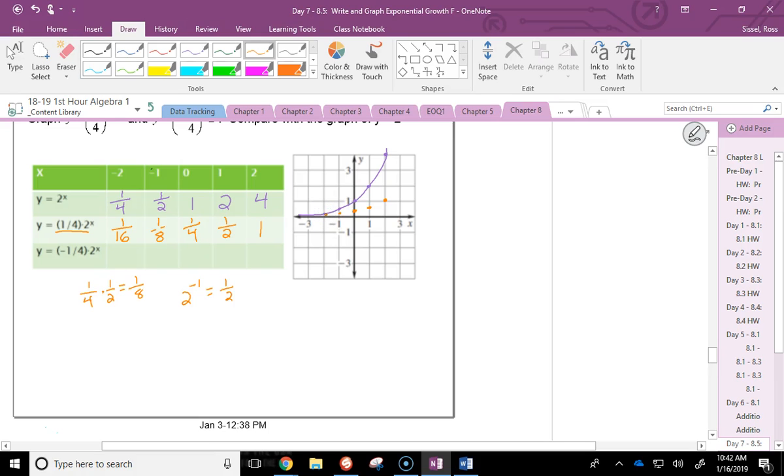We go ahead and draw our graph in, and we get our curve like that. Remember, our line will never cross the 0 axis. We're never going to cross that.